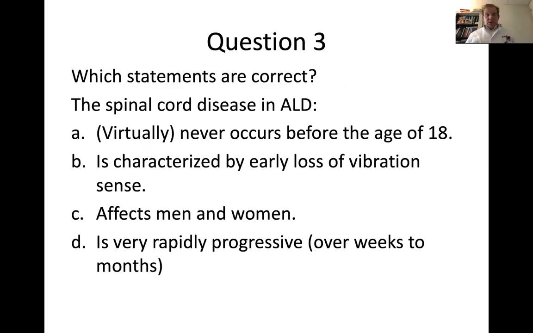So those were the first two symptom complexes of ALD. And now I'd like to move forward to the spinal cord disease of X-linked adrenoleukodystrophy. And again, I would like to ask you to indicate which statements you think are correct.